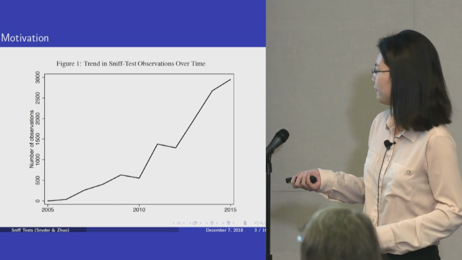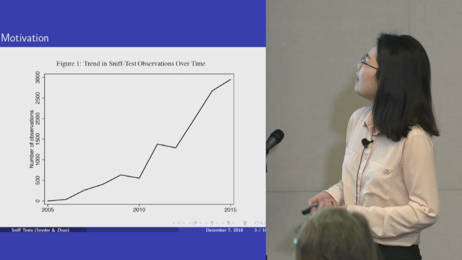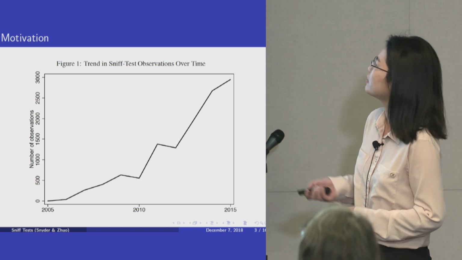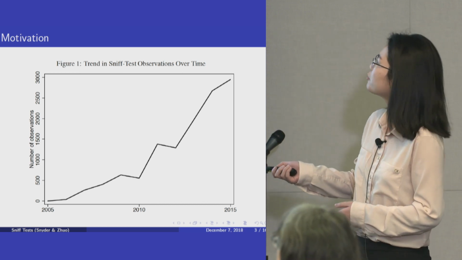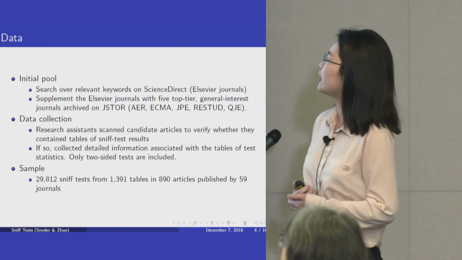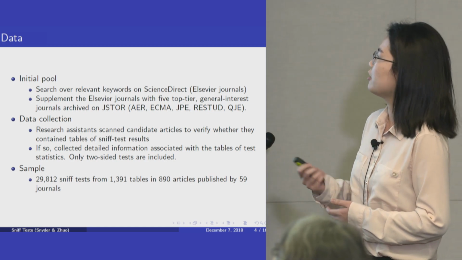And here's a graph of the number of Sniff tests over the years in our sample. You can see from 2005 to 2015, there's a rapid increase in the use of Sniff tests, giving us more reason to study publication bias in this set of tests.